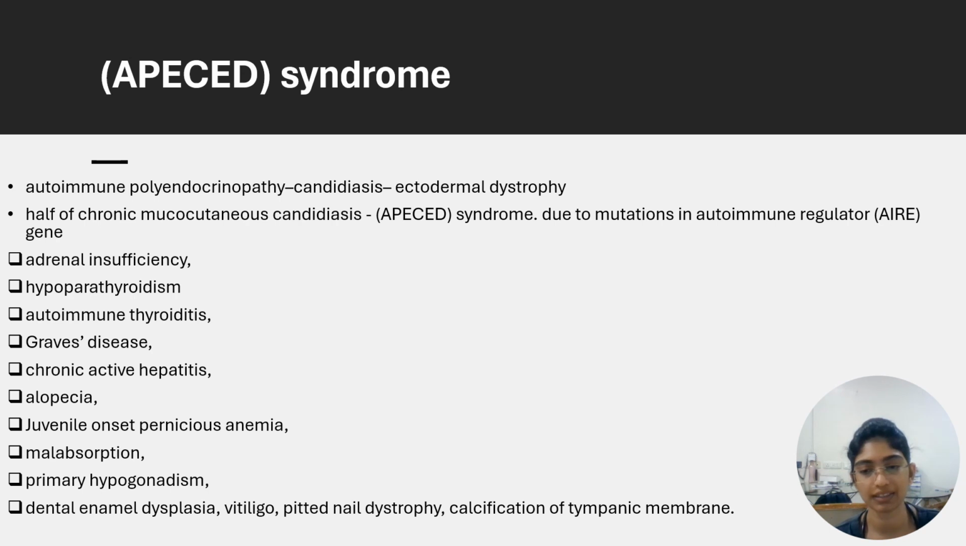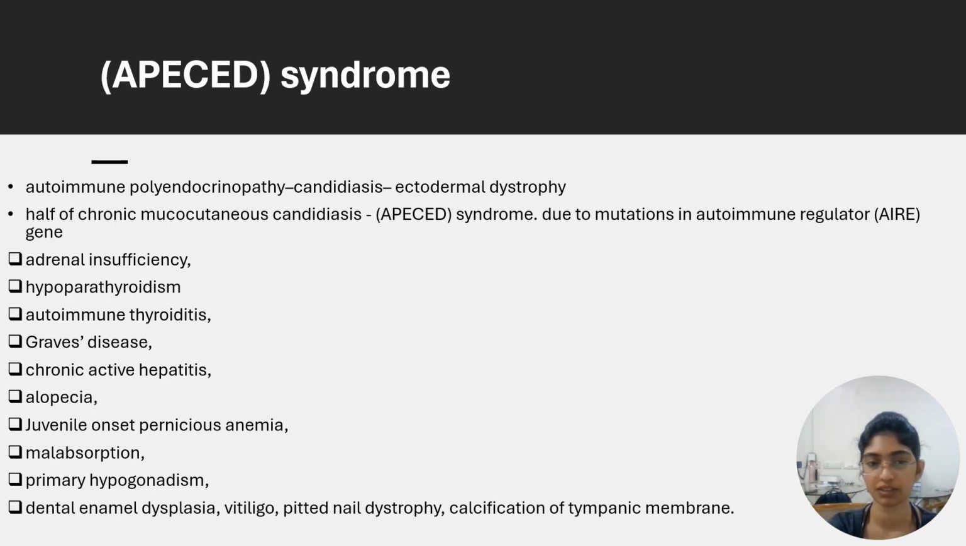With chronic mucocutaneous candidiasis, half of them can have APECED syndrome. This is autoimmune polyendocrinopathy, candidiasis, ectodermal dystrophy. This occurs because of mutation in the autoimmune regulator gene. In this syndrome, the patient may have various endocrine abnormalities in the form of adrenal insufficiency, Graves' disease, autoimmune thyroiditis, hypoparathyroidism, chronic active hepatitis, malabsorption, juvenile onset pernicious anemia, alopecia, primary hypogonadism, and rarely dental enamel dysplasia, vitiligo, pitted nail dystrophy, calcification of the nipple, etc. So this was all about mucocutaneous candidiasis.